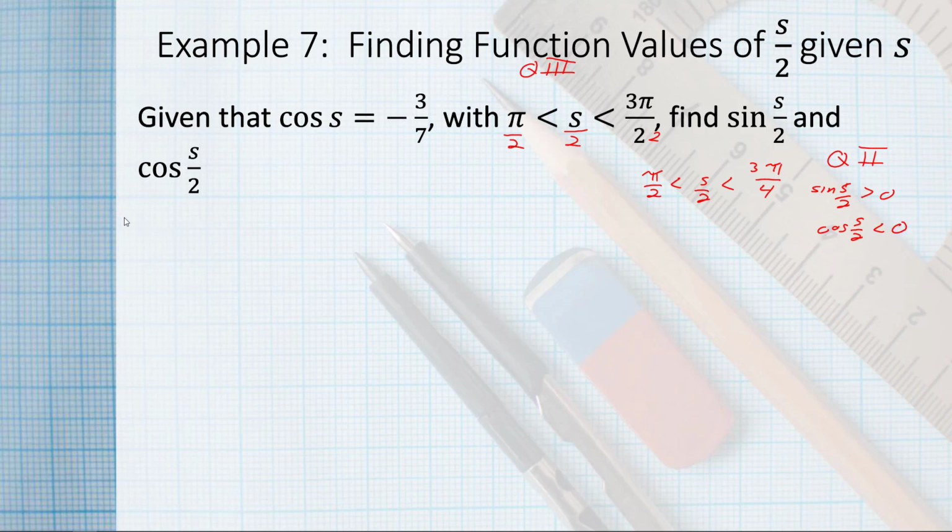Okay, so to find sine of s over 2, we've actually used that half angle identity before. That's going to be equal to, well, the positive square root of 1 minus cosine of s divided by 2. All right, well, we can do that. Cosine of s is negative 3/7, so this is going to be the positive square root of, well, let me write this as 7 over 7 minus negative 3 over 7 is going to be plus 3 over 7, all divided by 2, taking the square root.